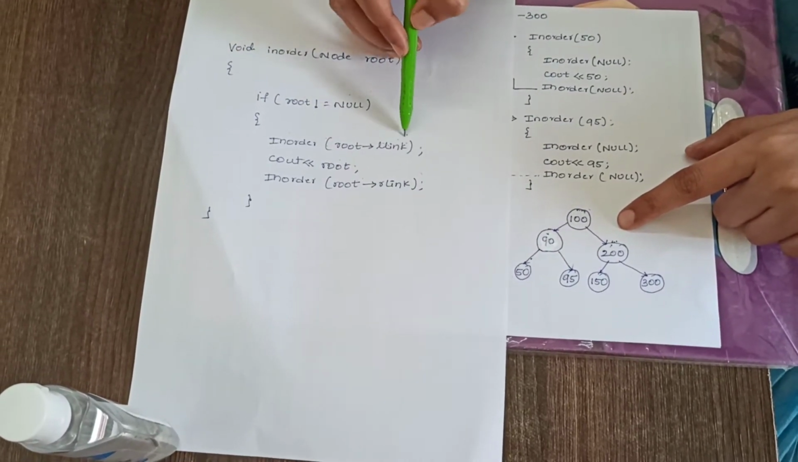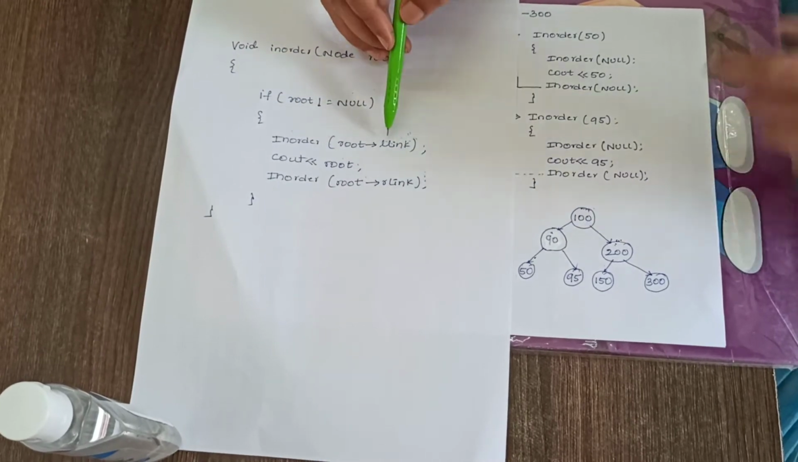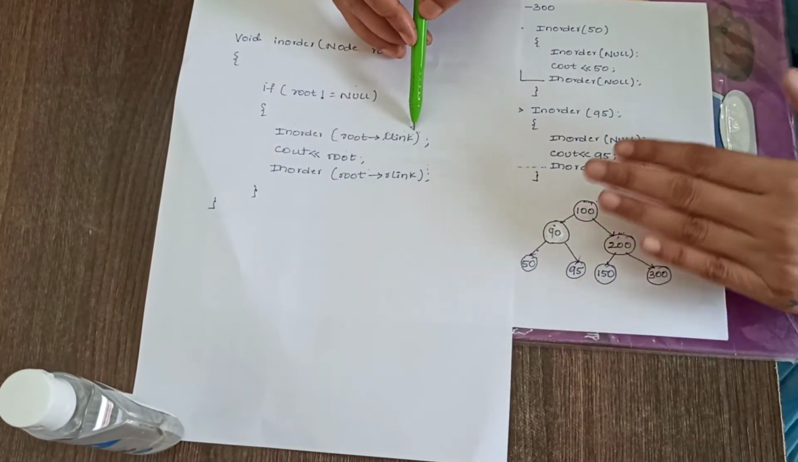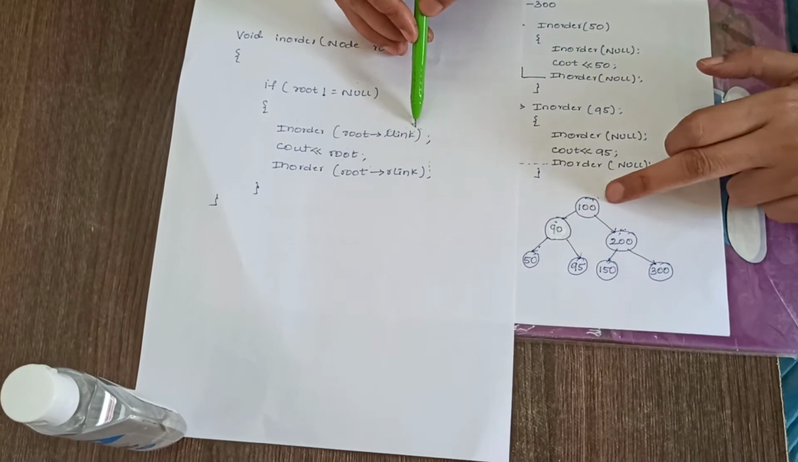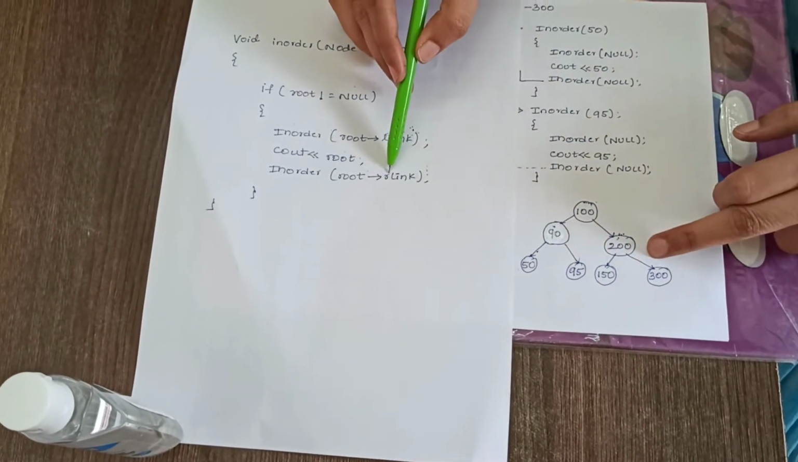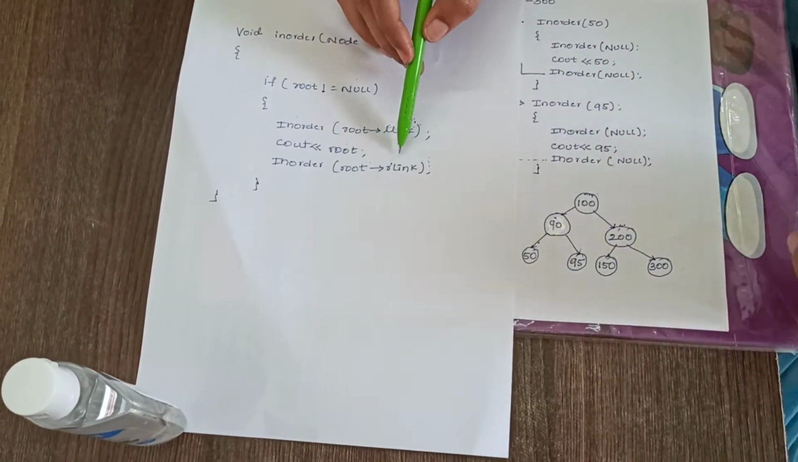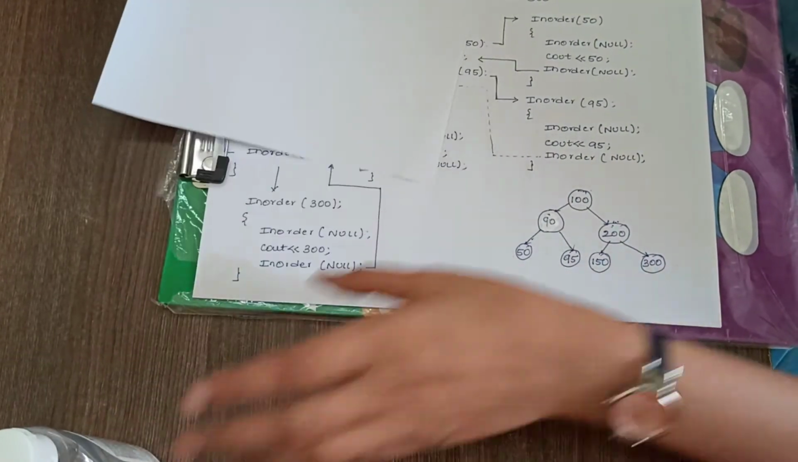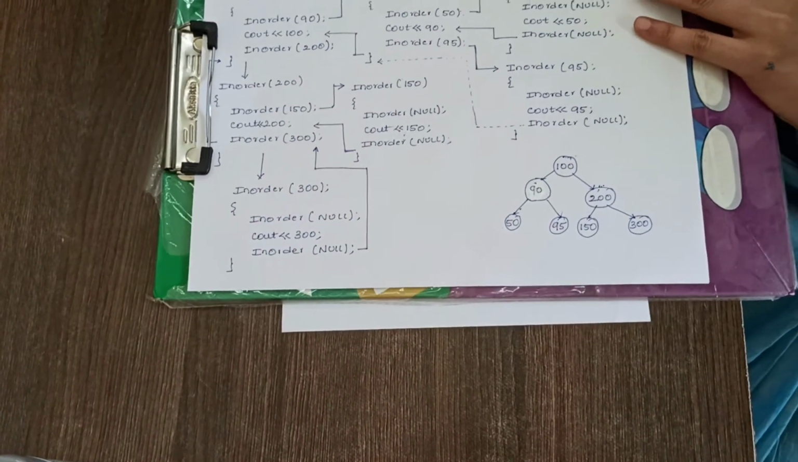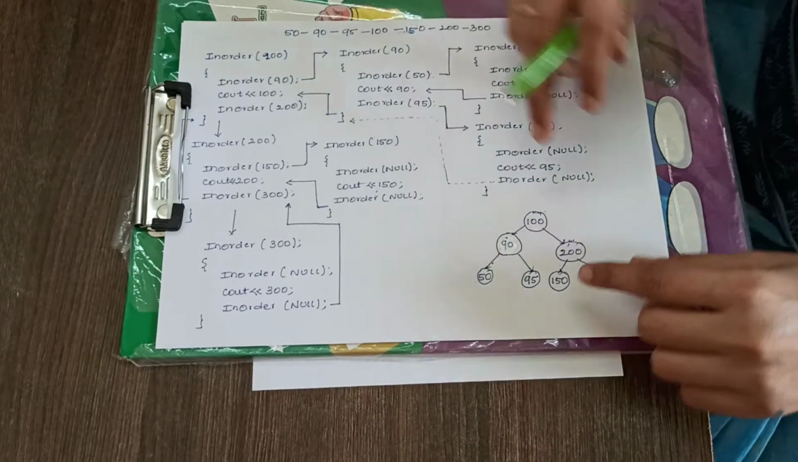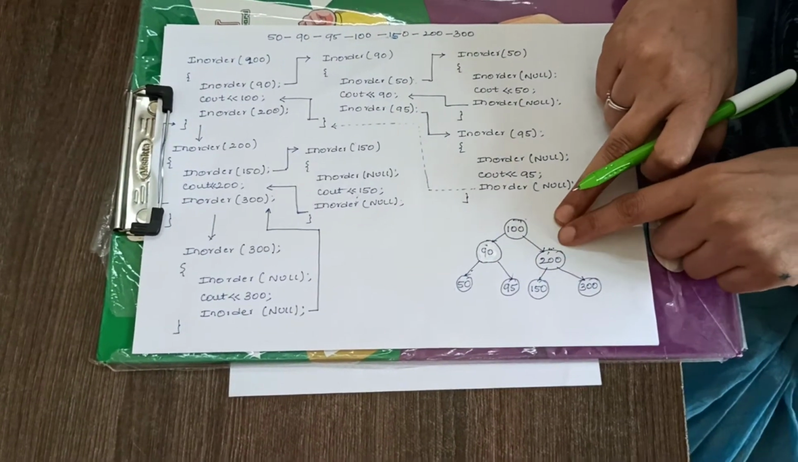So what do the L link and R link mean? The L link points to the left child of the root node, and the R link points to the right child of the root node. Now we will see the analysis of the Inorder function. I will take the same tree example.